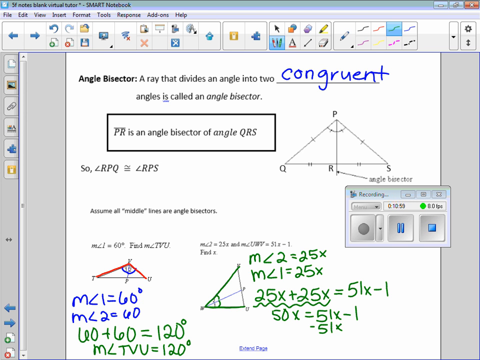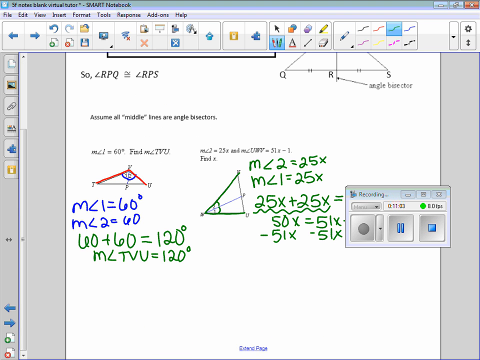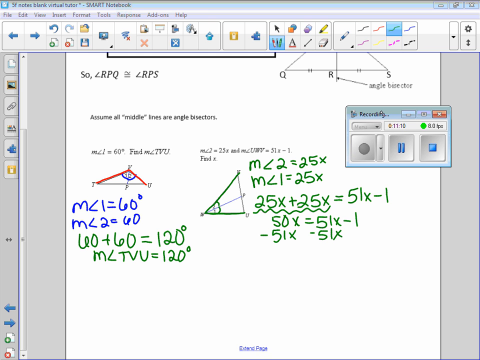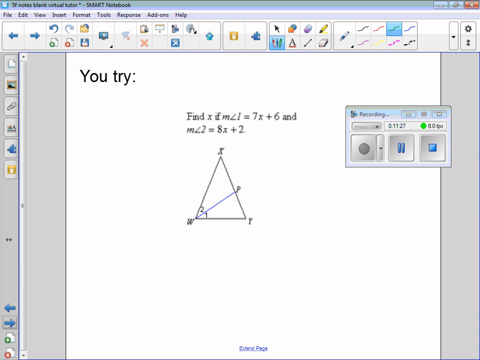I'm going to subtract 51x from both sides. 50x minus 51x is negative 1x. Over here, these cancel out, so that leaves me with negative 1. Divide by negative 1, so x equals 1. So now you're going to pause the video and try the next question.